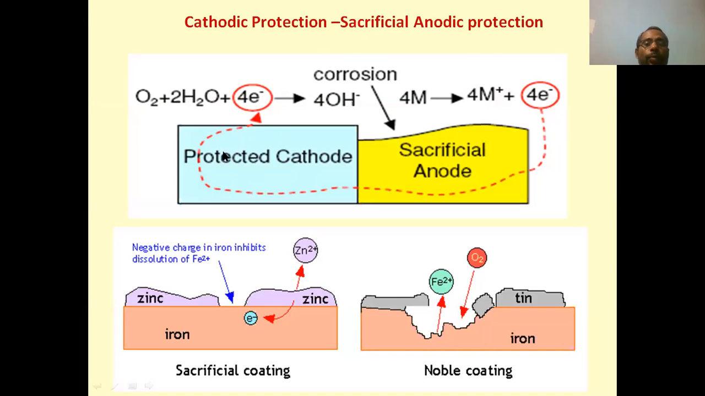Now if you want to protect this cathodic material, it is connected to another metal which is highly reactive with its surroundings. When both are connected, as it is more reactive compared to the cathode, it undergoes corrosion and the cathode metal is protected, or prevented from the corrosion process. So the anode which sacrifices itself undergoes corrosion by protecting the cathode. That's why it is called sacrificial anodic protection.